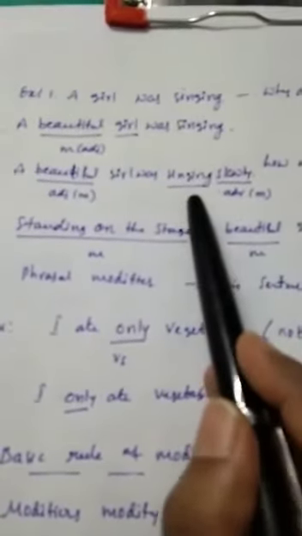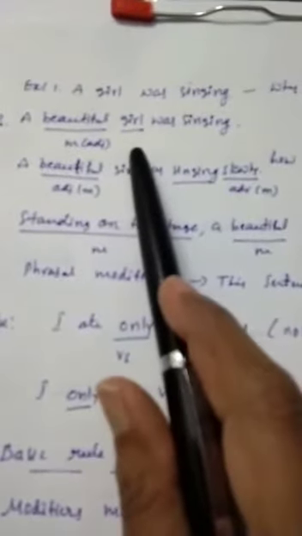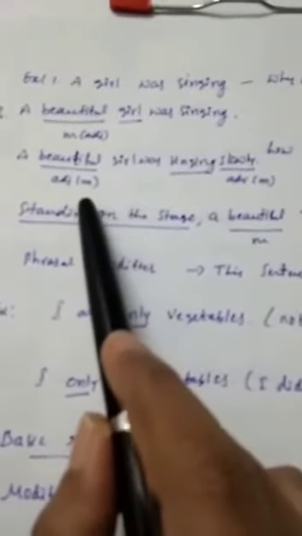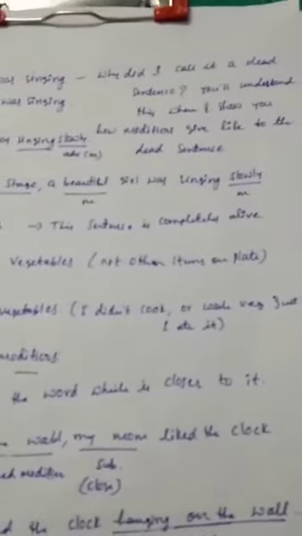Here beautiful is an adjective, as I told you earlier, and slowly is also a modifier, which is an adverb, which modifies singing, a verb. In the first sentence, I have given a single modifier, and in the second sentence, I changed the sentence with two modifiers, one adjective and one adverb: beautiful and slowly. And the third sentence is "Standing on the stage, a beautiful girl was singing slowly."